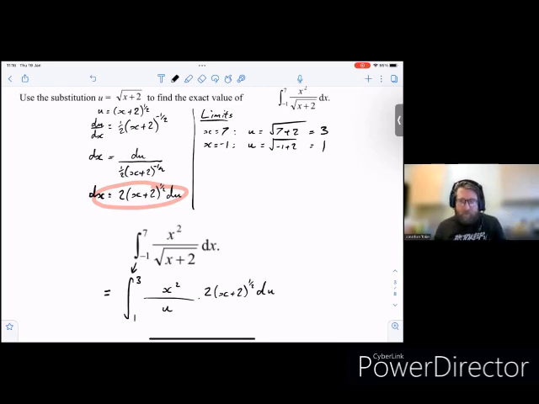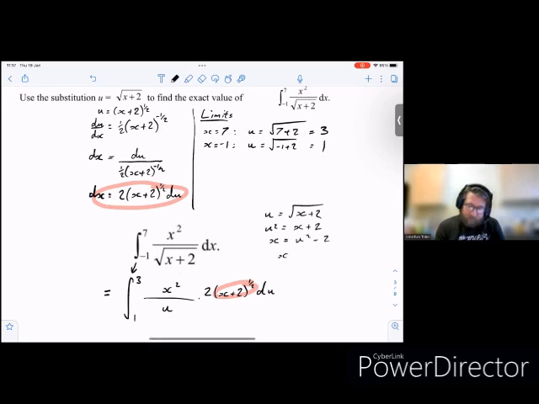Right, so now we need to sub all these other x's. Now, I didn't spot it at the time, but x plus 2 to the half is u, so we can substitute that quite easily. How do we substitute the x squared? Well, let's go up here and look at our expression. We've got u equals root x plus 2. We want an expression for x squared, so we could square both sides. We get u squared equals x plus 2, and then x equals u squared minus 2.